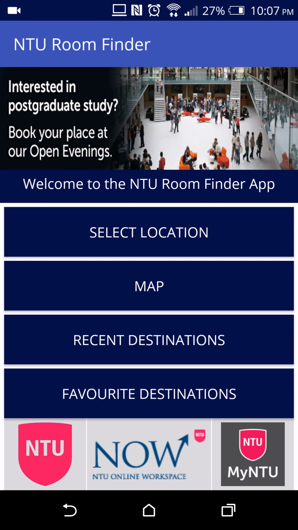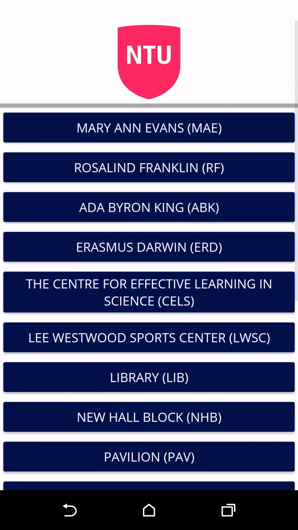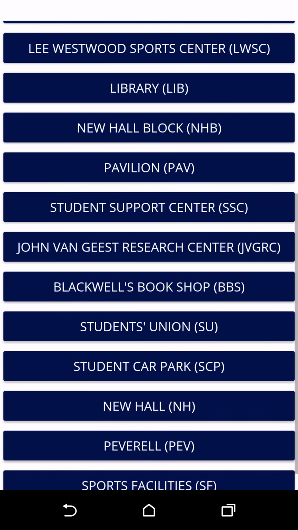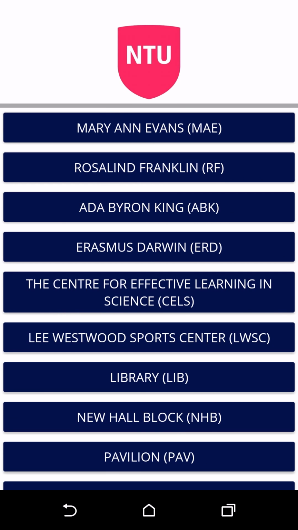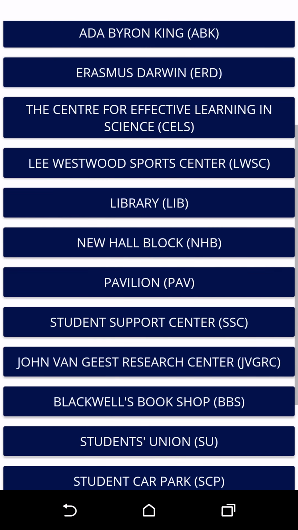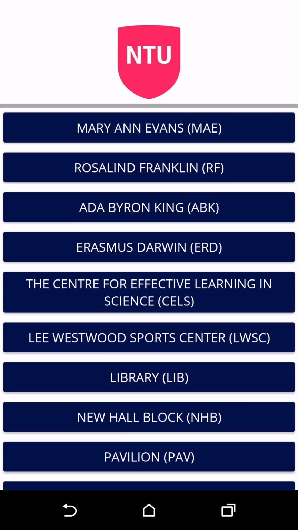So if we go to the select location screen, this currently has a selection of 18, as far as I remember, 18 buttons, and these all individually allow their locations that will allow you to find your way from your current location to your destination you select.